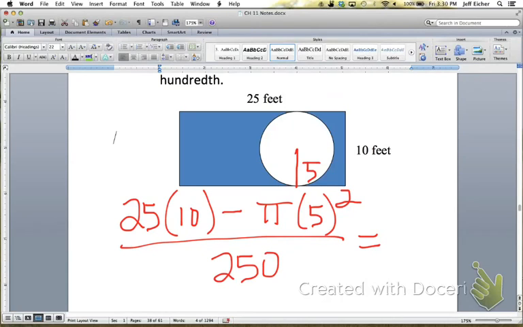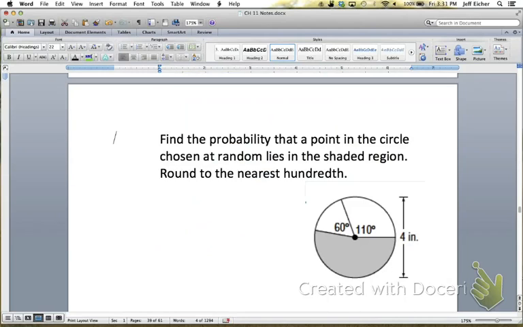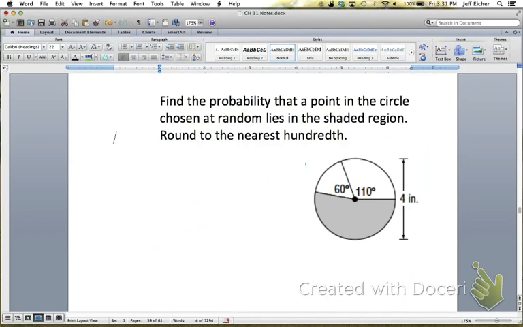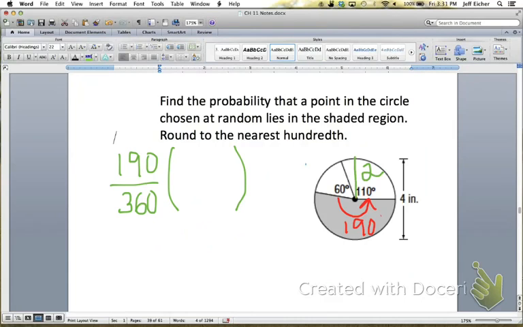Now let's check out the next question. One like this, we need the area of the shaded region. Notice that the angle here would be 360 minus 170, which is 190 degrees. So to find the area of the shaded region, we're going to go 190 divided by 360 times the area of the whole thing. This is the area of a sector. Area of the whole circle, we have radius of 2. So we have pi r squared, so times 2 squared.